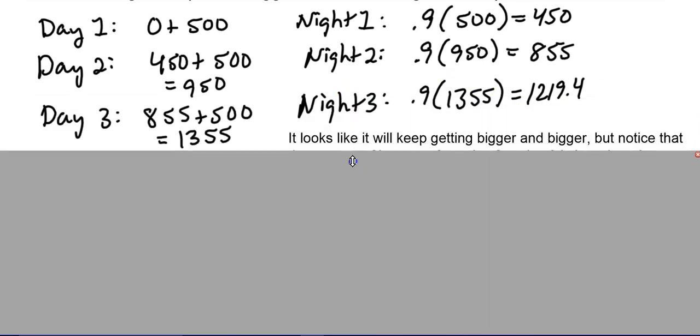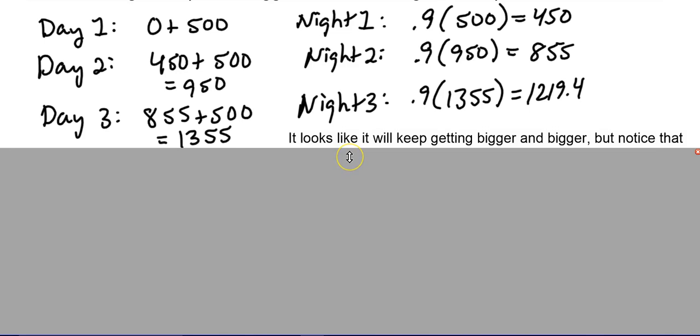Day 3, we add 500 to what remains of the 855, and then take 90%, and then we have 1,219.5. We're getting bigger, but what you should notice is the amount of increase has decreased. So 450 plus 405 gives me 855, but if I added 405 again, that would be 1,260, and it's only 1,219.